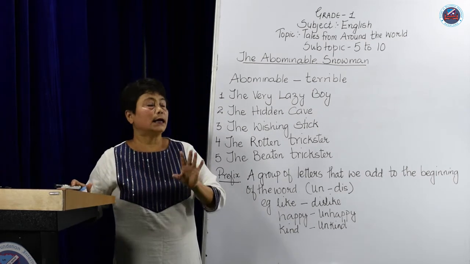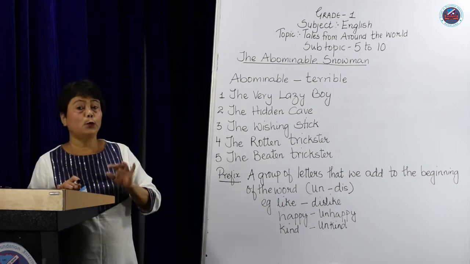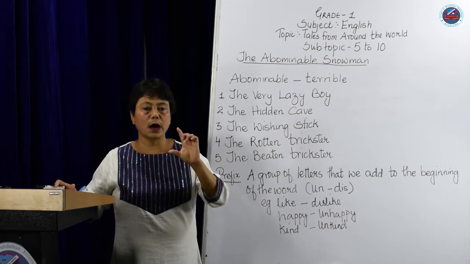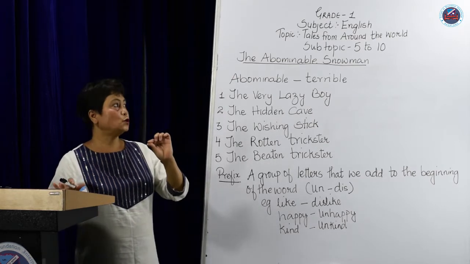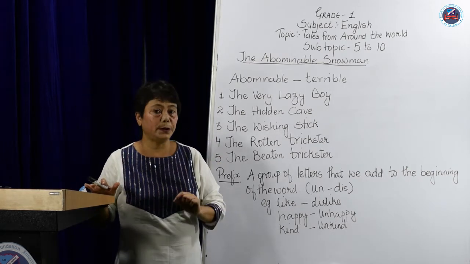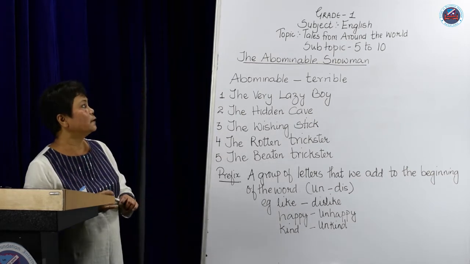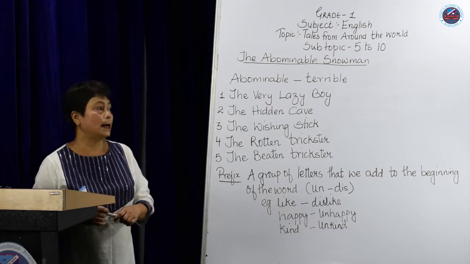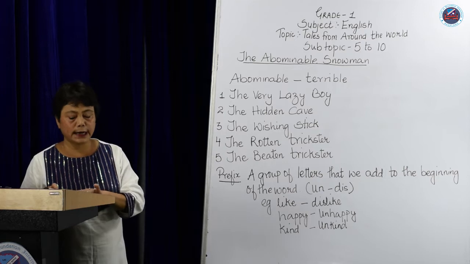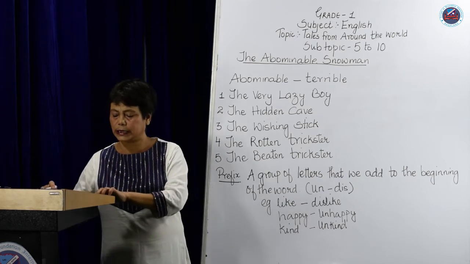The topic is tales from around the world, which we have done before. That is, we did subtopics 1 to 4, and now we are going to continue the same chapter, but the subtopics will be 5 to 10. Now the first one is Abominable Snowman. If you look at your book, you will find it at page 78.